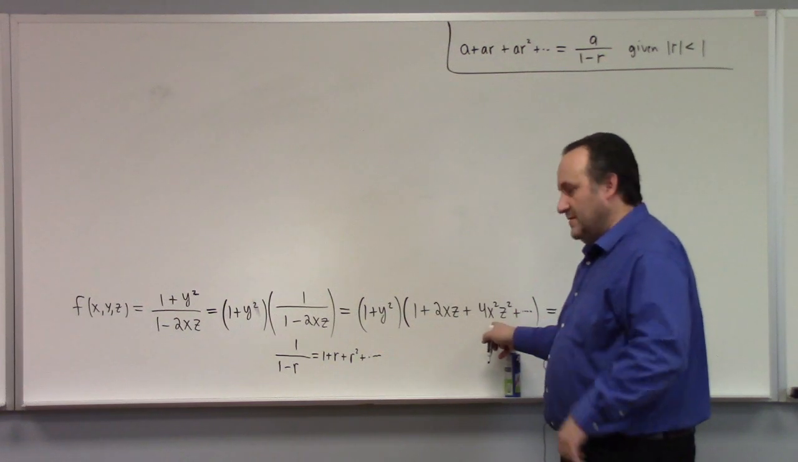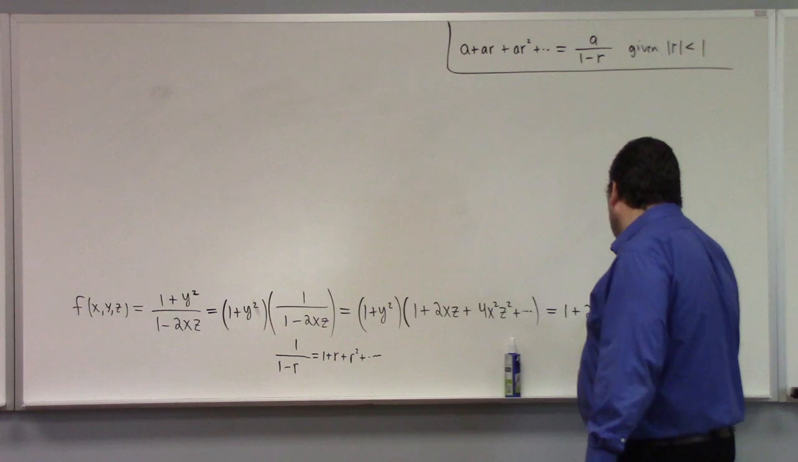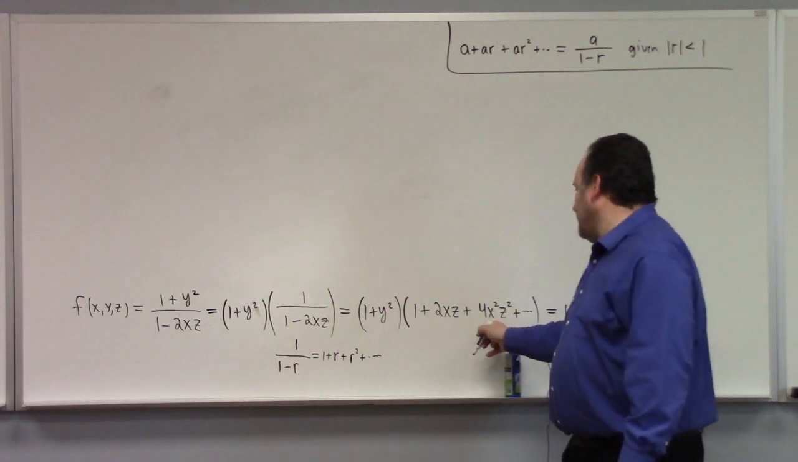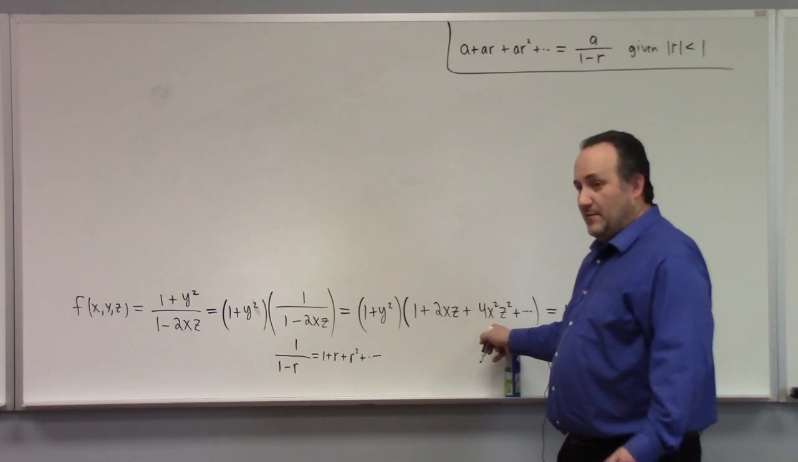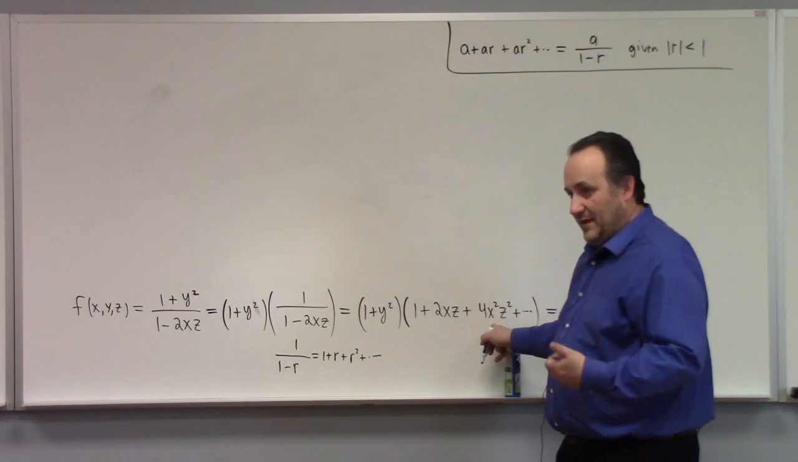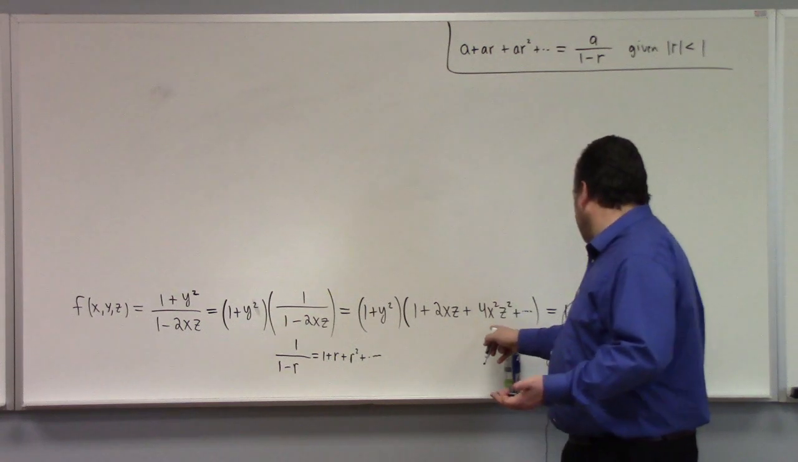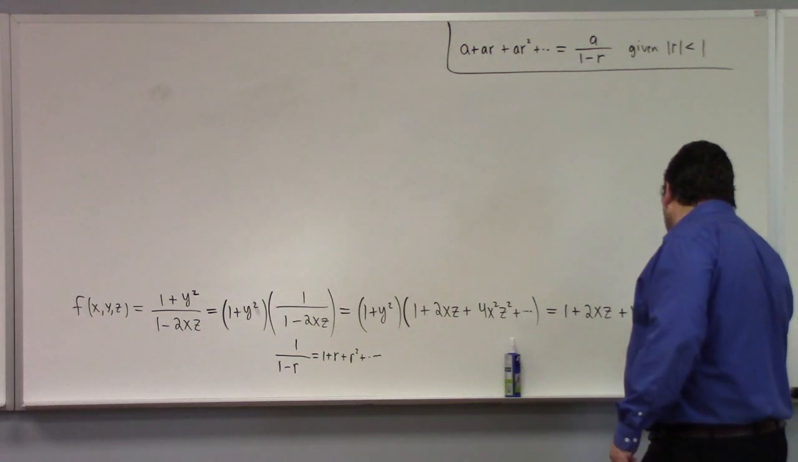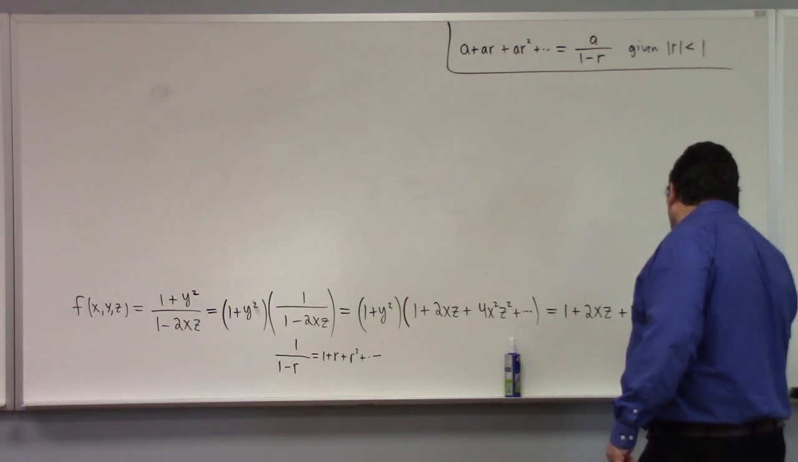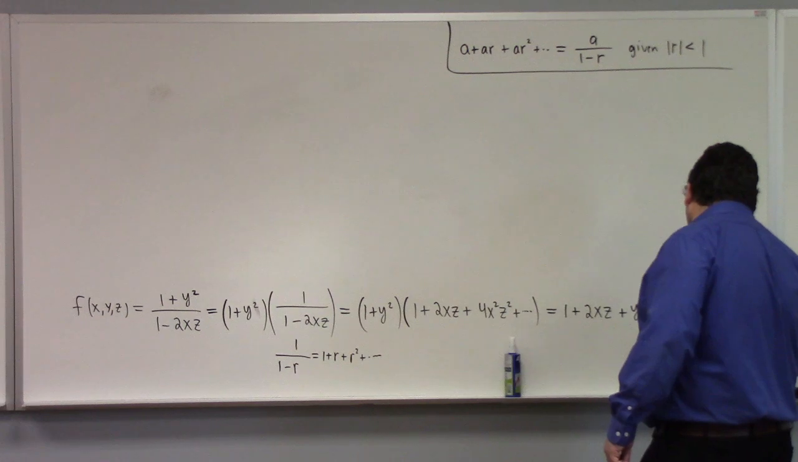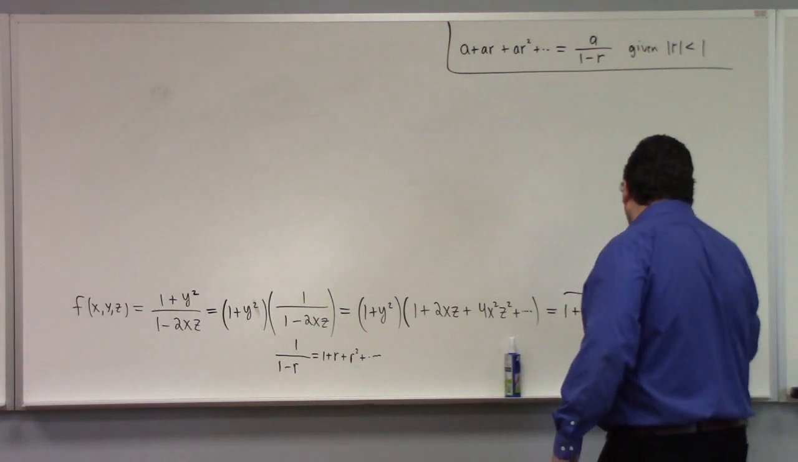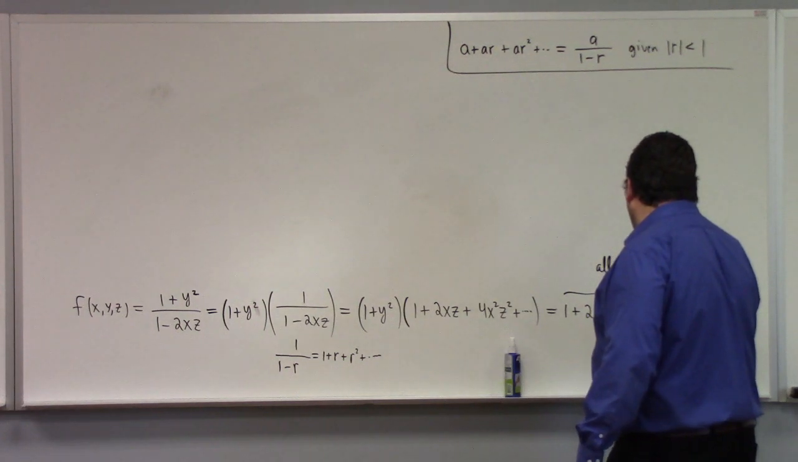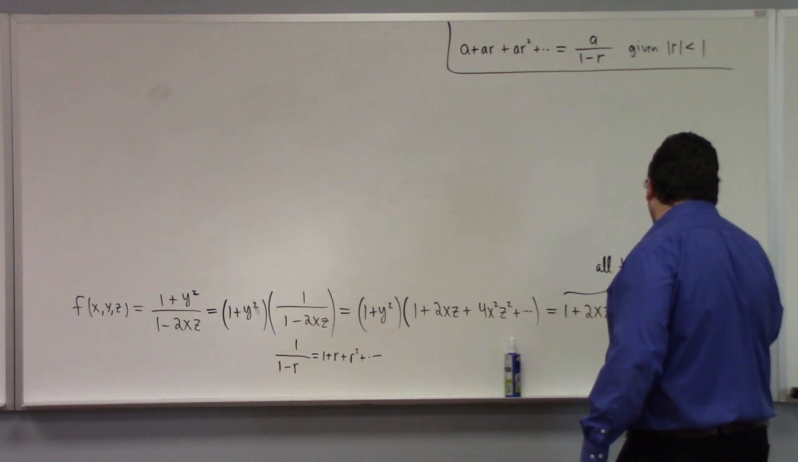I'm going to come back to that. Y squared times 1 is also quadratic, so I'll put that here. Y squared times 4x squared z squared, that's 6th order. I don't care about that. That's higher order than I care about. So what am I missing? So unless I've missed something, I think that's everything. That's all terms up to quartic order.